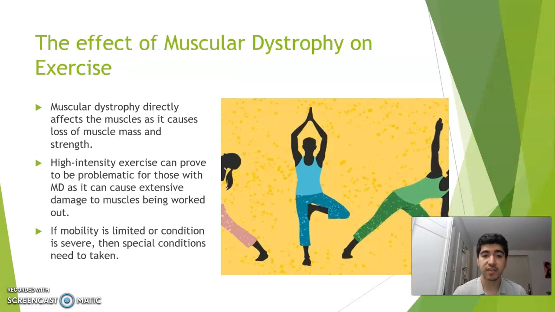So, the effects of muscular dystrophy on exercise. MD directly affects the muscles and it causes loss of muscle mass and strength. High intensity exercise can prove to be an issue for those with MD, as if it's intensive, it can damage muscles and become irreparable, as these muscles are already under so much stress from the disease.